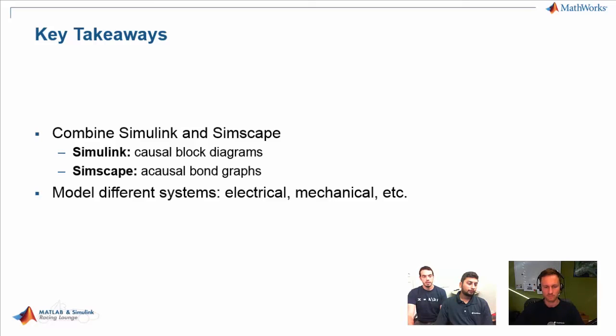Again, there are two tools, Simulink and SimScape, which adds on top of it. You can combine them both, so you can combine the causal block diagrams and the acausal bond graphs, which is good for algorithms versus physical systems. And finally, with these physical system tools, you can model different types of system domains, like electrical, mechanical, hydraulic, and so on.